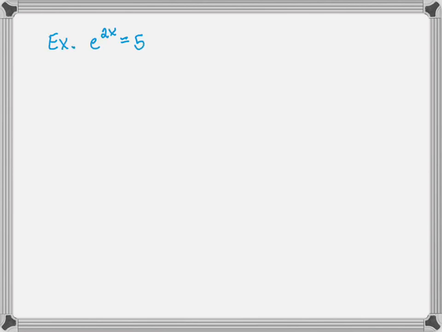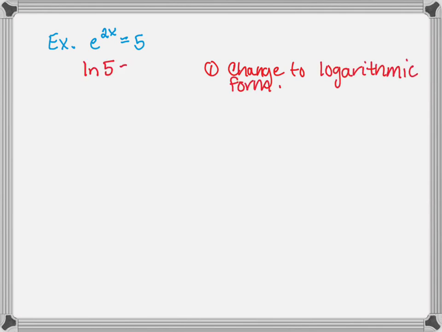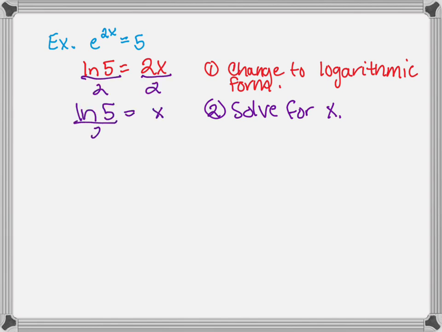Let's look at one more example, but this time we're going to look at an exponential equation. e to the 2x equals 5. Now we can solve this using logarithms, and we'll start by changing this to logarithmic form. So I'll do natural log of 5 equals 2x. And then we'll solve for x. I'll divide both sides by 2, and x equals the natural log of 5 over 2. And this is our exact solution. We could get an approximation by putting this into a calculator, but this is the exact solution.